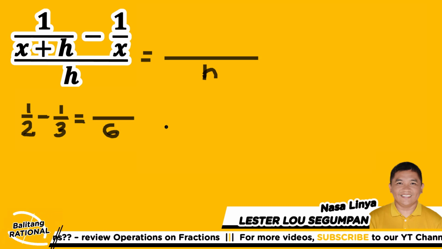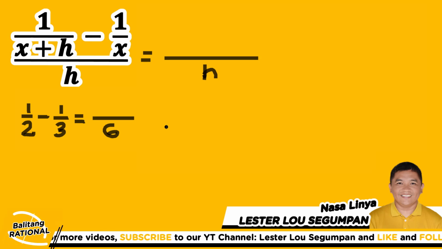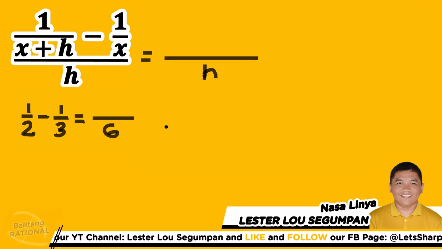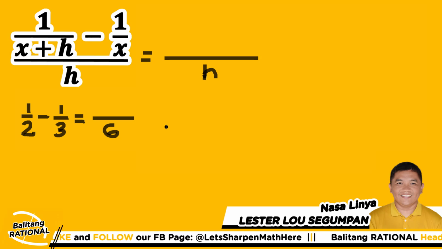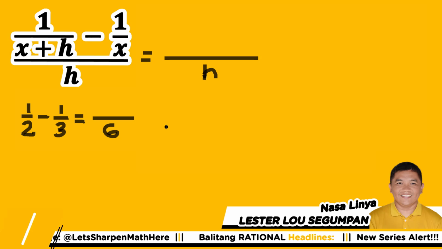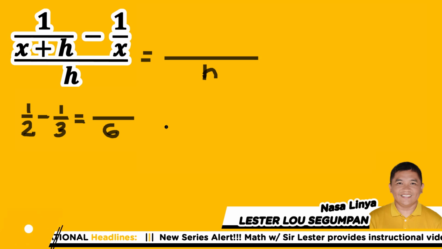And we are going to do the same thing on our numerator. Paano po natin nakuha yung 6? We simply look for the common multiple of 2 and 3 because 2 passes 6 and 3 also passes 6. This is the least, kasi meron pa pong 12, 18, and so on. This is the least common multiple of 2 and 3. That's why we have 6. Or in a simpler sense po, we simply multiply 2 and 3.